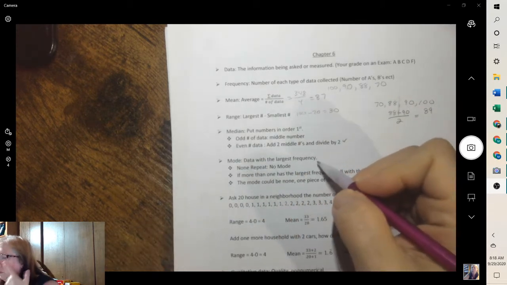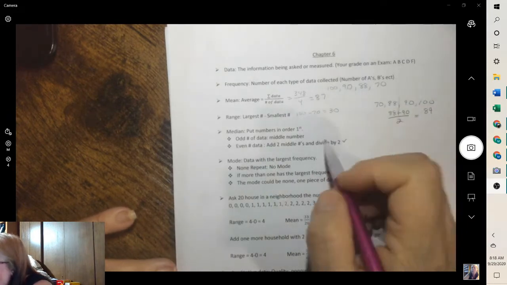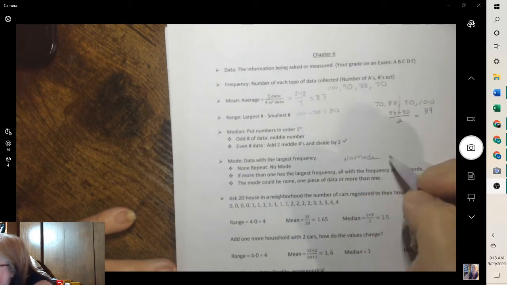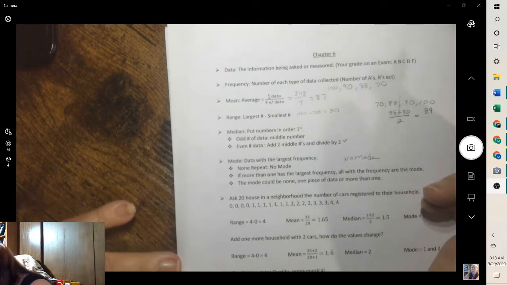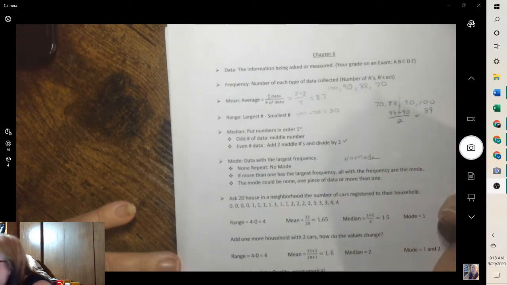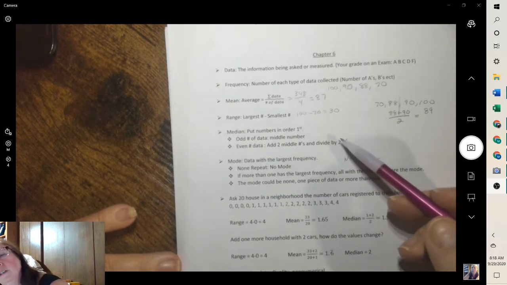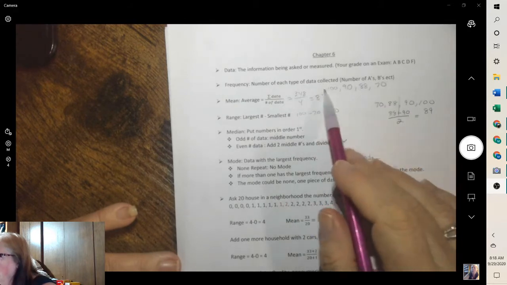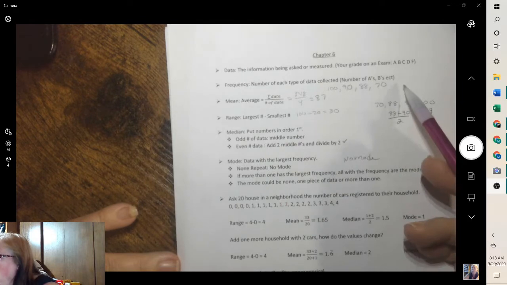The mode is the one that repeats the most. This did not repeat at all, so there would be no mode. If one of them repeats an equal number of times as the other one, say there were 2 90s and 2 70s, then there would be 2 modes. So mode's the only one where there could be none. There could be one answer or there could be several answers. But in this case, nothing repeated, so the mode was none. Don't put 0 because 0 could have been a value.